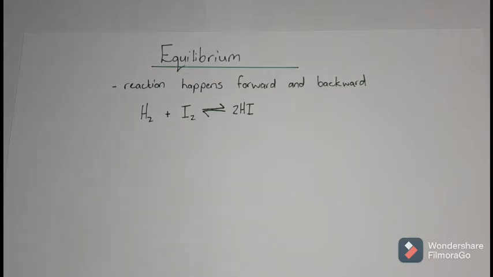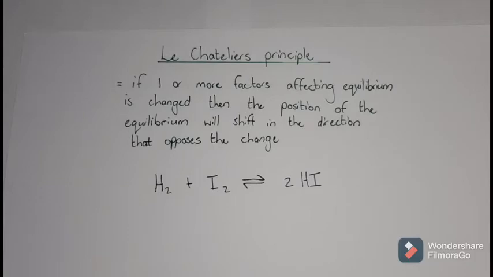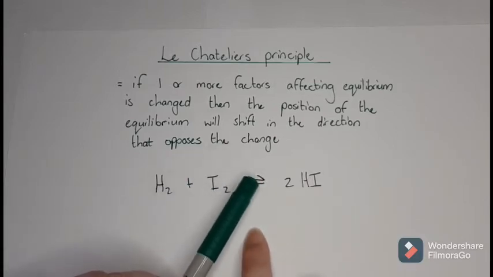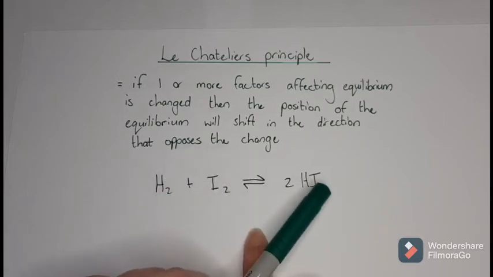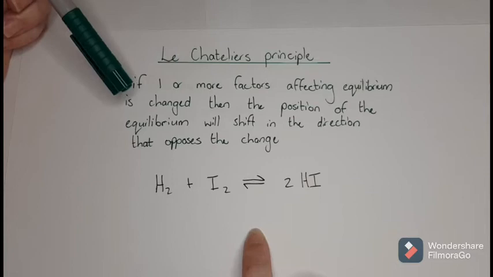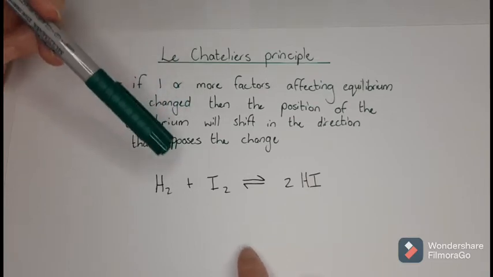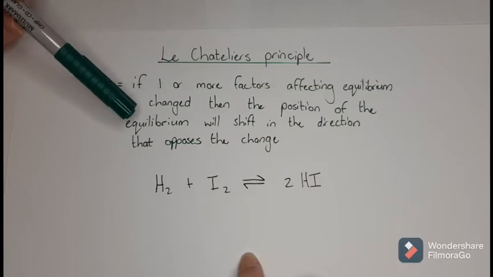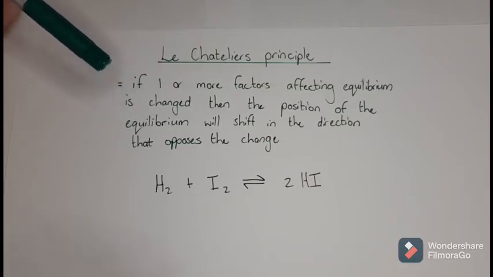But if we shift something, the equilibrium is going to shift, and that's going to be according to Le Chatelier's principle. So now Le Chatelier's principle says that if one or more factors affecting equilibrium is changed, then the position of the equilibrium will shift in the direction that opposes the change. So I am going to move this equilibrium to the left-hand side or the right-hand side, depending on what I'm going to change in the system.